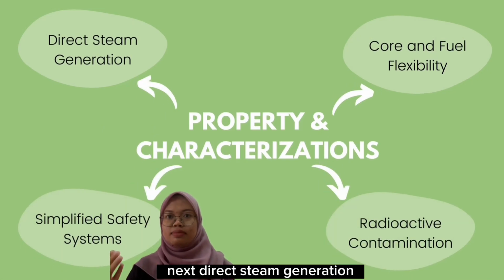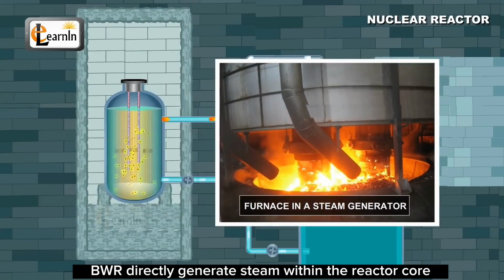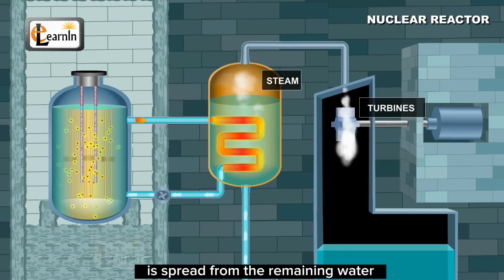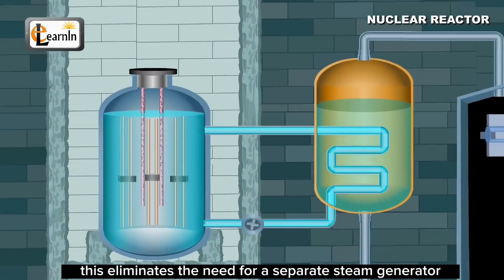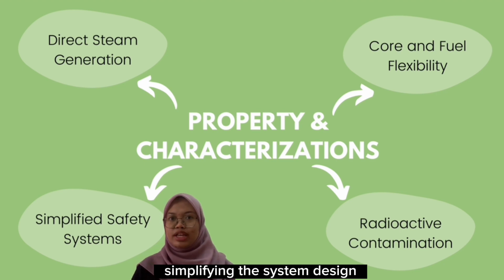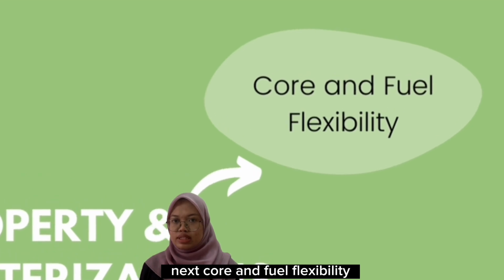Next, direct steam generation. BWRs directly generate steam within the reactor core. The steam, along with any entrained water, is separated from the remaining water using steam separators. This eliminates the need for a separate steam generator, simplifying the system design. Next, core and fuel flexibility.